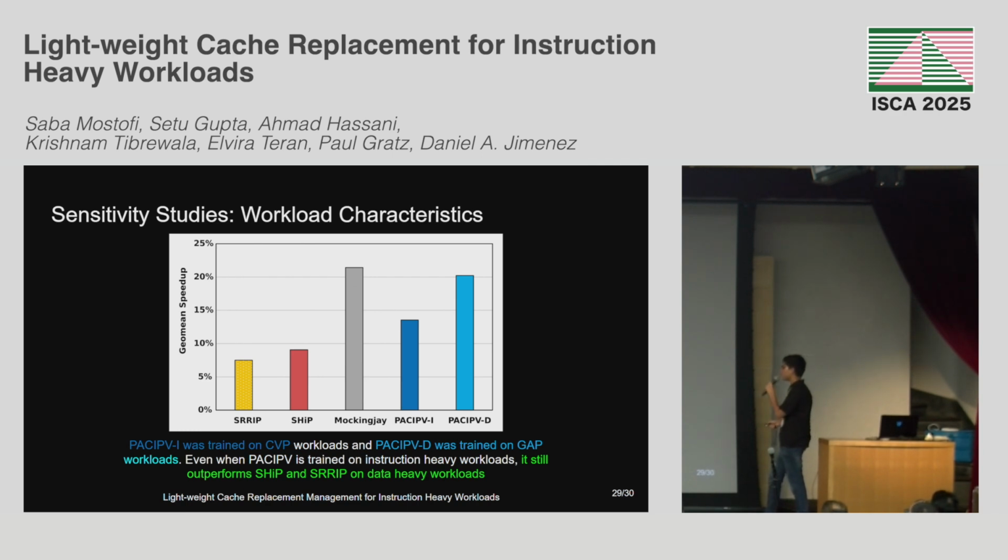If we were to train the IPVs on instruction-heavy workloads, the CVP workloads, this is the performance that we get. And if we were to train the IPVs on data-heavy workloads, that is the GAP workloads, we get this performance. So we can see that although we are not able to match the performance of Mockingjay, we can still outperform SHIP and SRRIP. And if we could retrain on data-heavy workloads, we can again match the performance of Mockingjay.